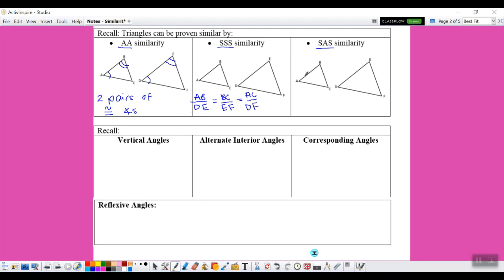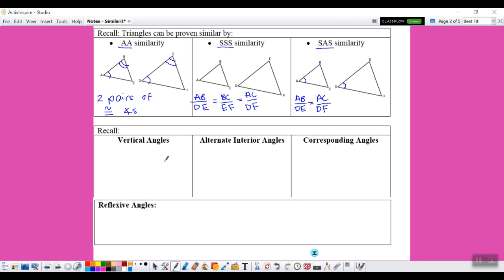So let's say if we know angle A and angle D are congruent, then we would need to know that AB over DE is the same as AC over DF. So see how A is in both of these segments and A was one of the angles. D is in both of these segments and D was one of the angles.